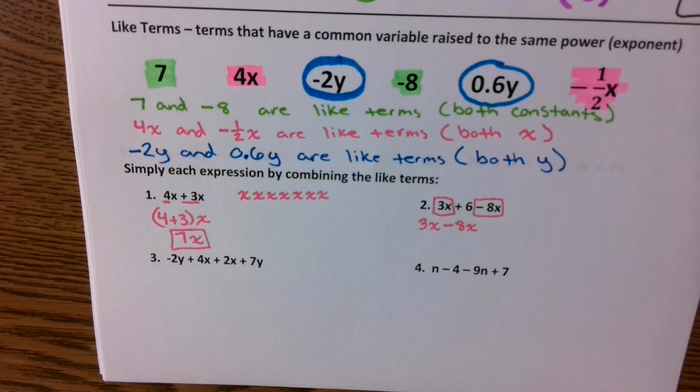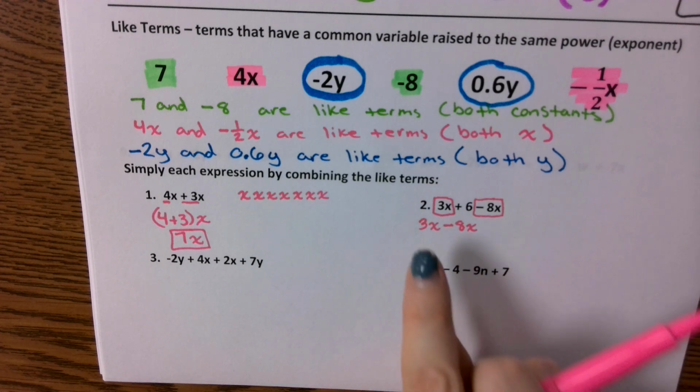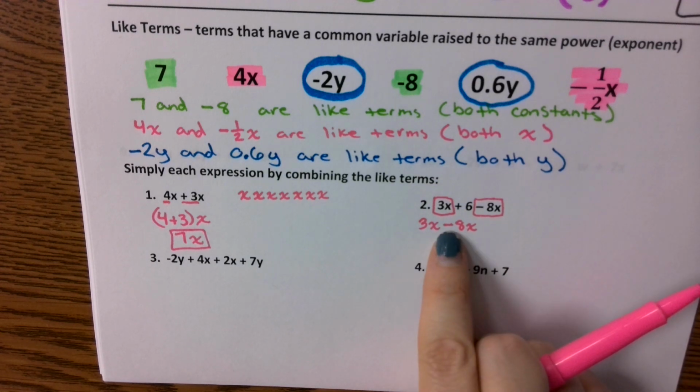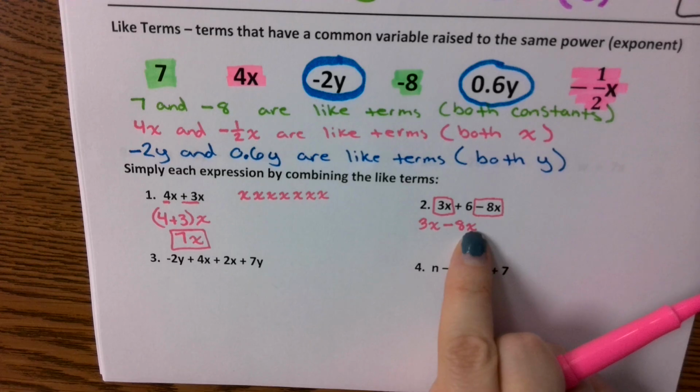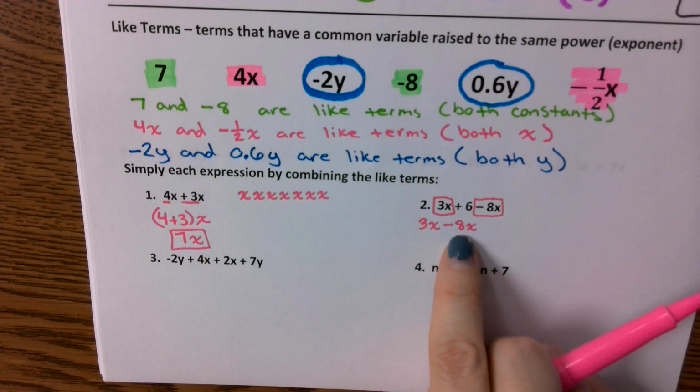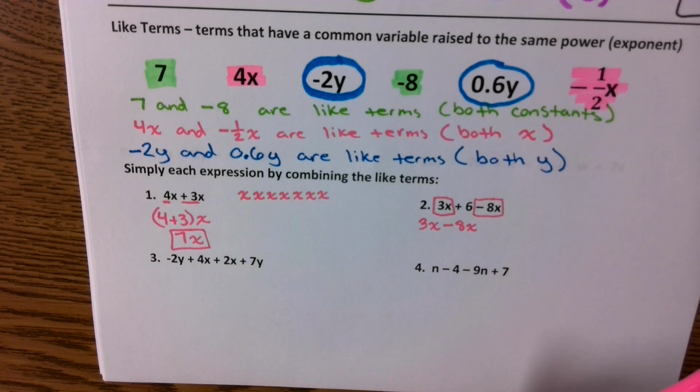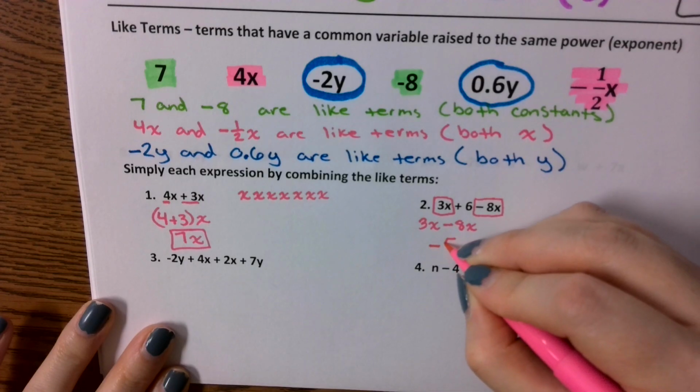Now keep in mind, look at the order. You're taking a small number and subtracting a large number. So what kind of value are you guys going to get? A negative. Okay, so what's 3x minus 8x, Jaden? Negative 5. So we get negative 5x.